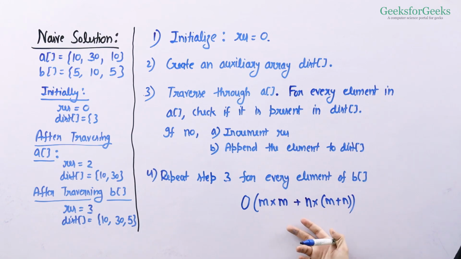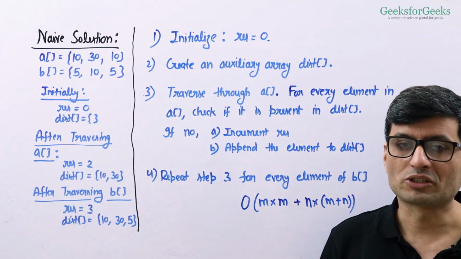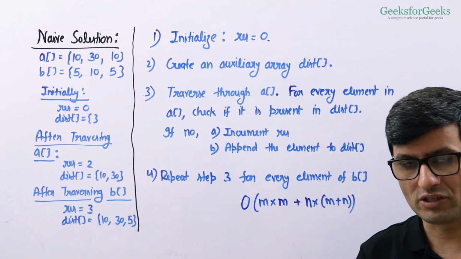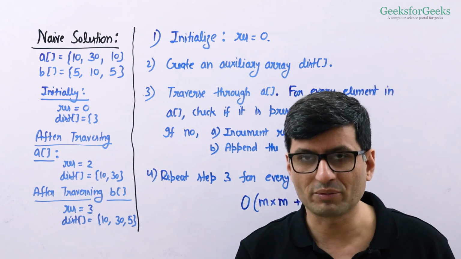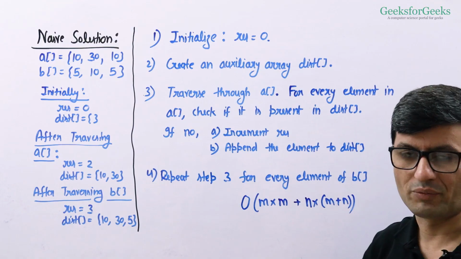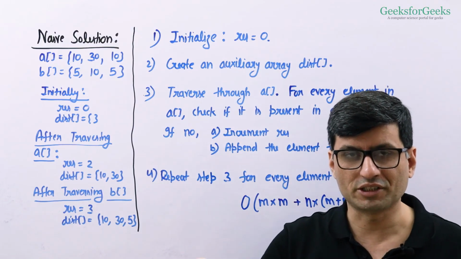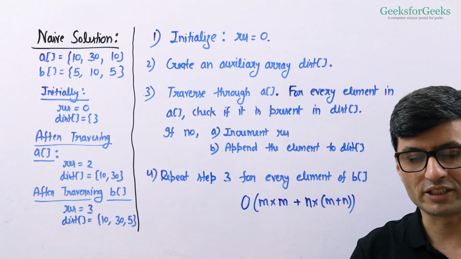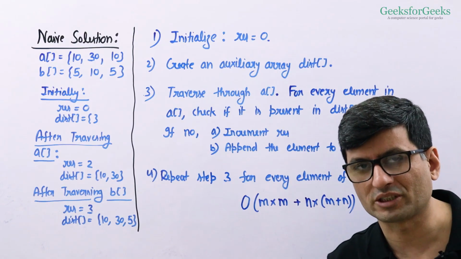And this looks high, it's quadratic, right? So the idea is this: instead of using a distinct array, because the operations that we are doing on the distinct array are insert, we don't need any order or anything. We just need to insert certain items and then search whether a certain item is present or not.